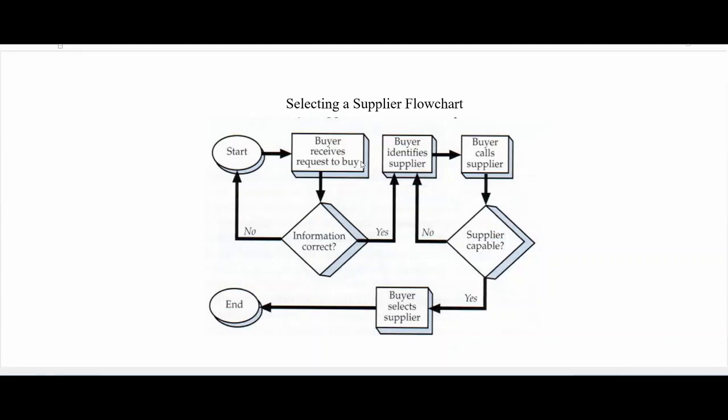The buyer receives a request to buy. Then there's a question, is the information correct? If no, it goes back to start, which makes no sense. There should be another step in there, like contact the customer to get more information. Otherwise you just get into this endless loop. So sometimes these flowcharts don't make a lot of sense, but the idea is that there are things you do, you make decisions, you go from there to there and progress.